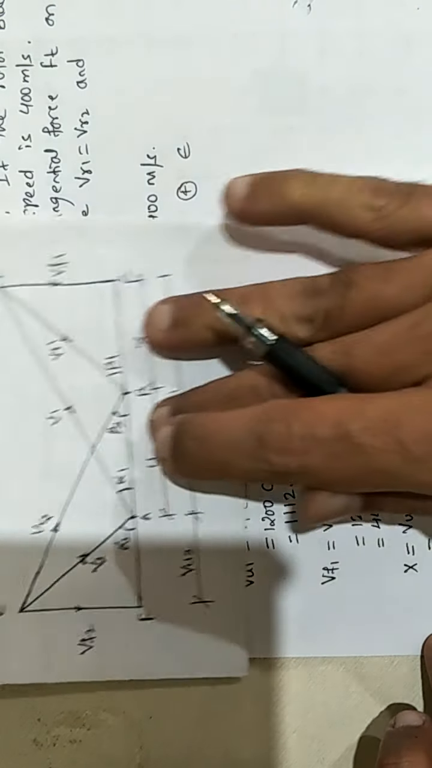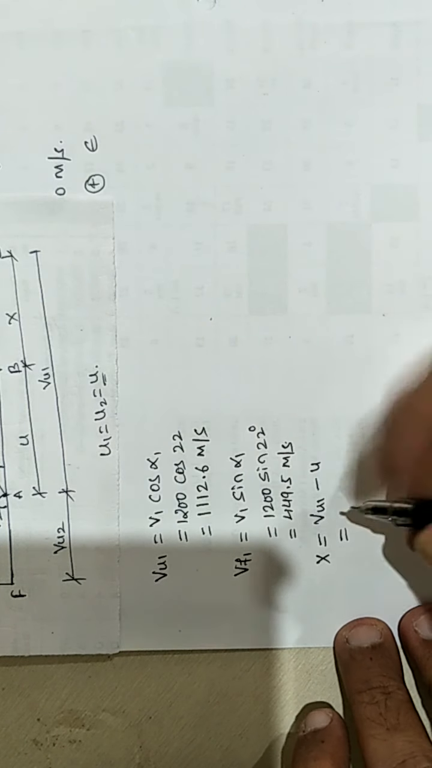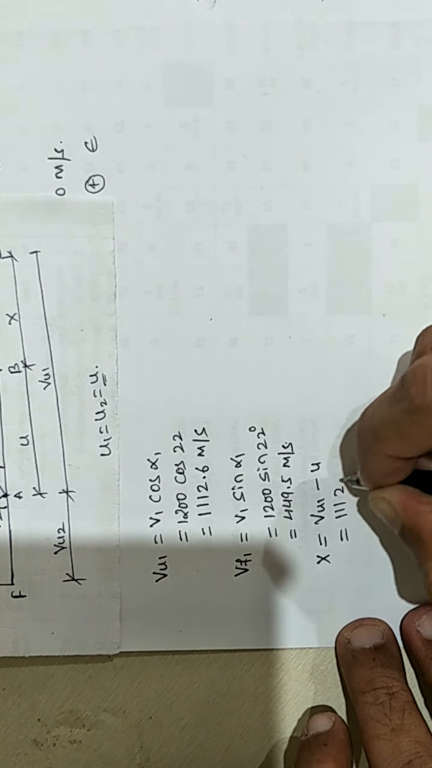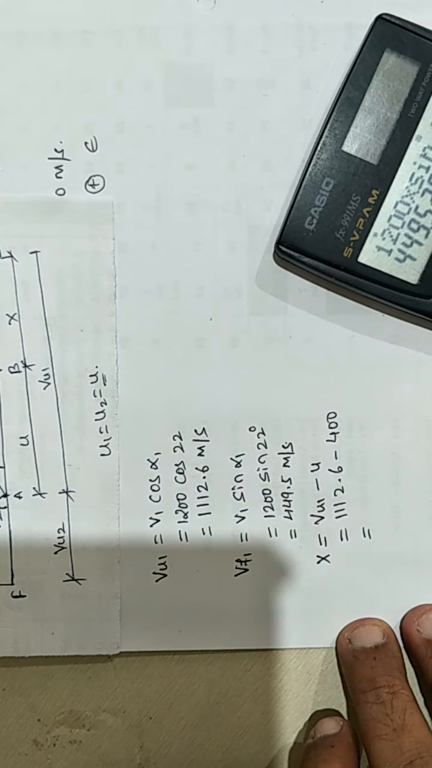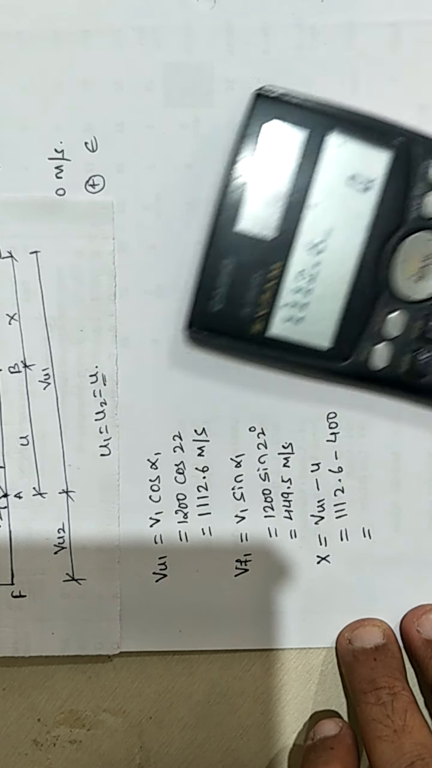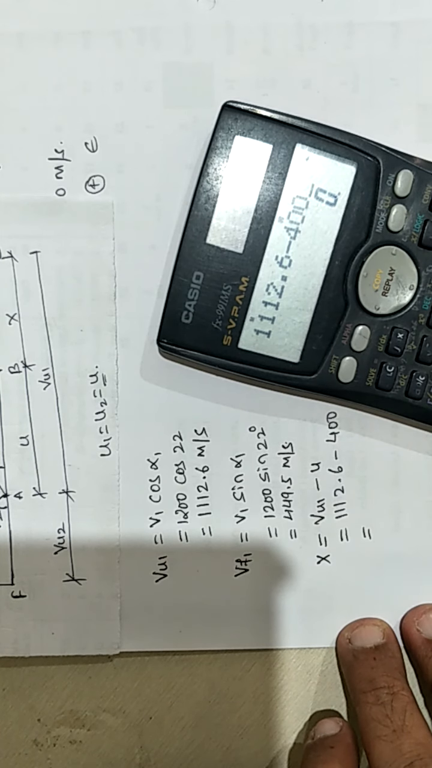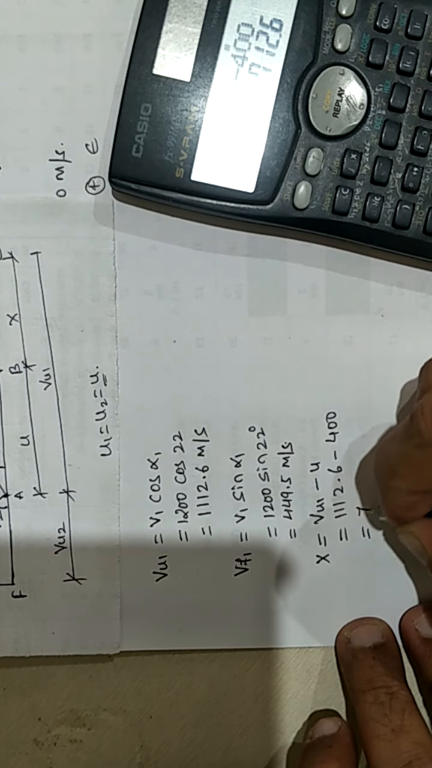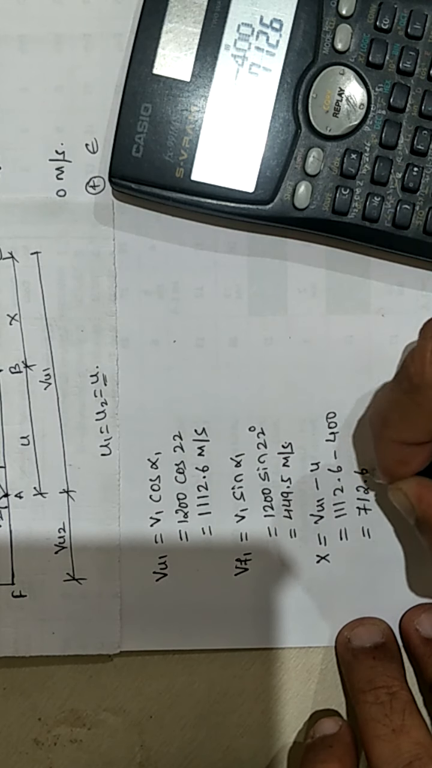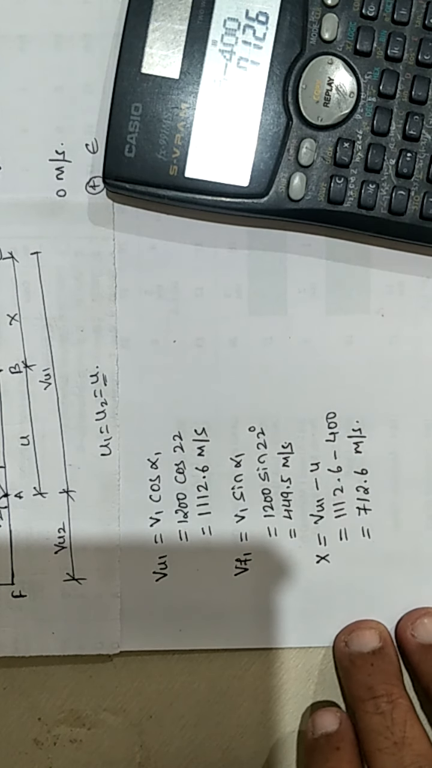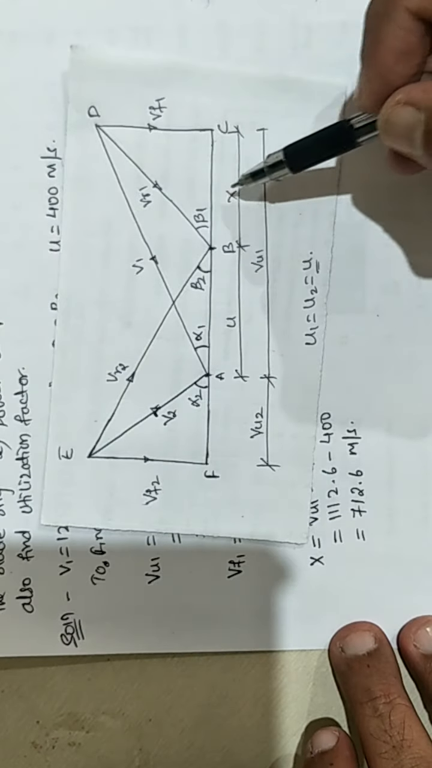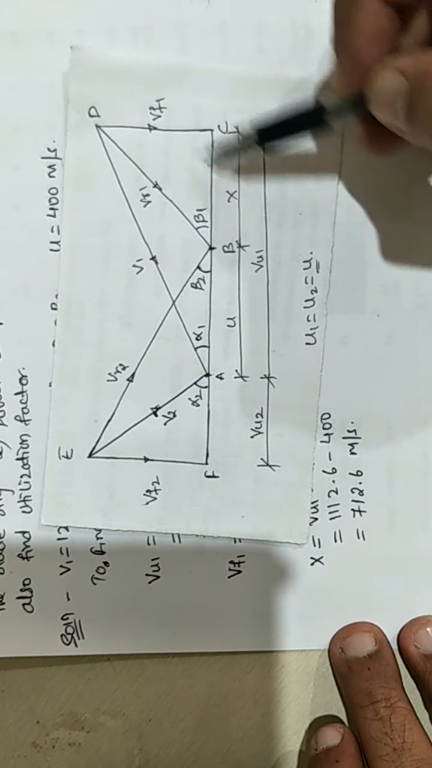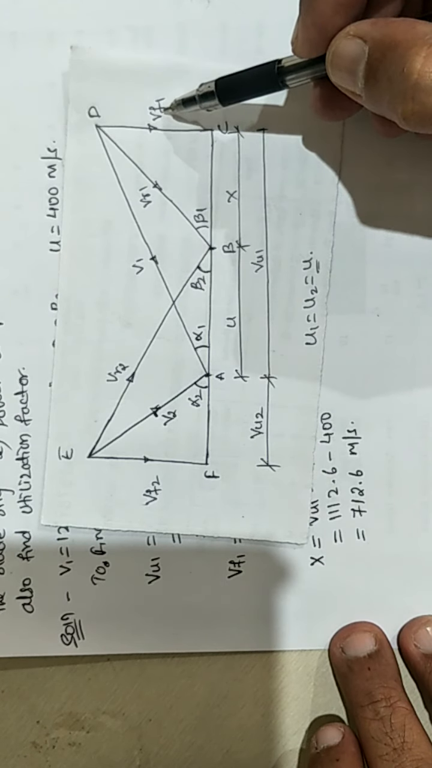So VU1 is 1112.6 minus 400. You will get X is equal to 712.6 meters per second. Okay, now here I know the value of X as well as I know the value of VF1.